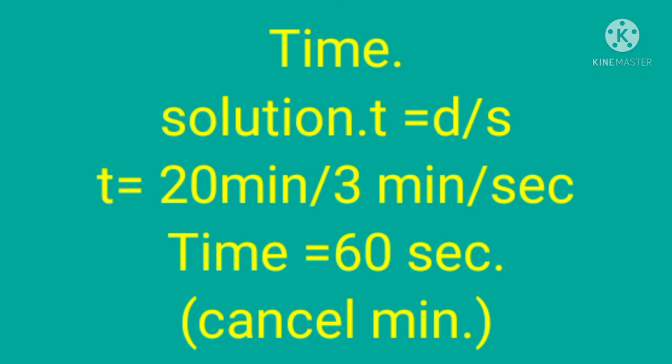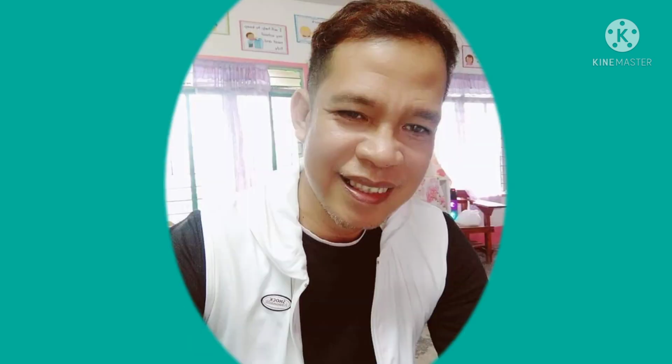To solve for the time, you have the solution: time equals distance over speed. For time, 20 meters over 3 meters per second. The answer is 60 seconds. Cancel the meter.